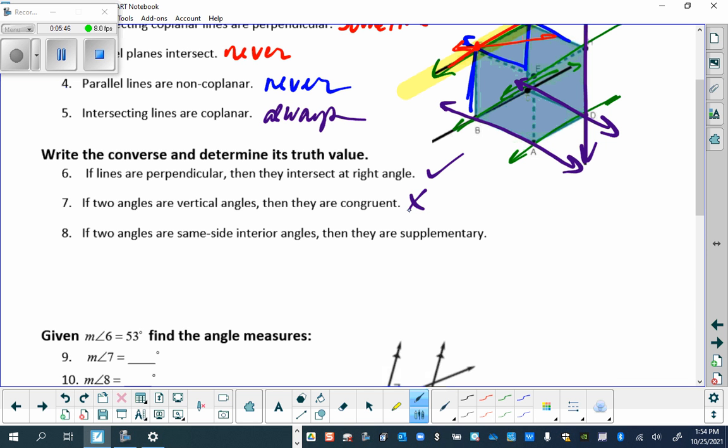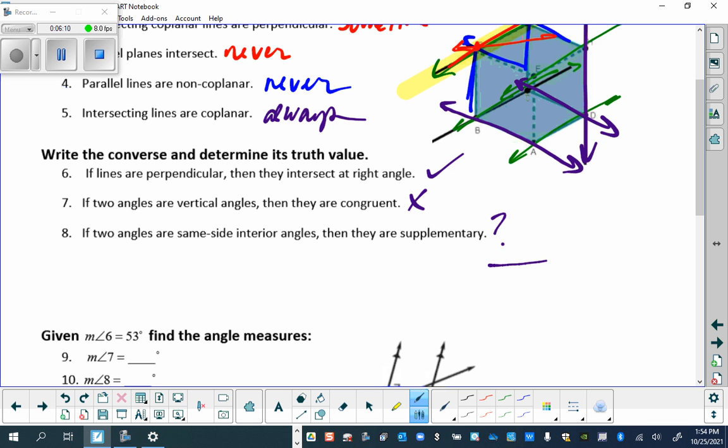If two angles are same side interior angles, then they are supplementary. So let's switch it around. If two angles are supplementary, then they're same side interior angles. Is that always true? So here's the thing. I even have a hard time with this one. I don't even think that this one is always true.